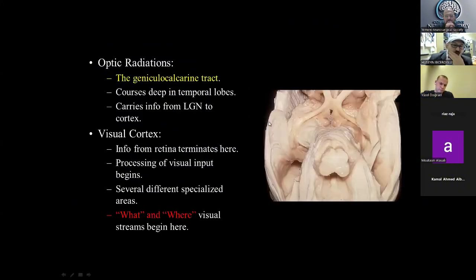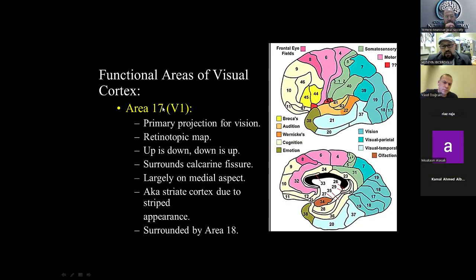Now, Professor Douriel has mentioned the optic radiations. Meyer's loop is here. The lateral geniculate body comes through directly to the occipital lobe. This is called the geniculocalcarine tract. It courses deep in the temporal lobes, along the temporal horn, and carries information from the lateral geniculate body to the cortex. And the visual cortex, as we have previously shown you, is where the what and where visual streams begin.